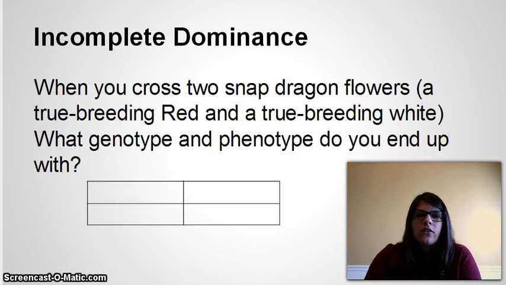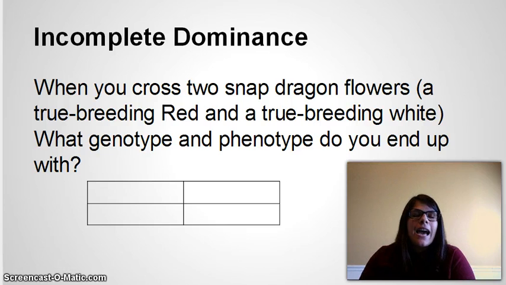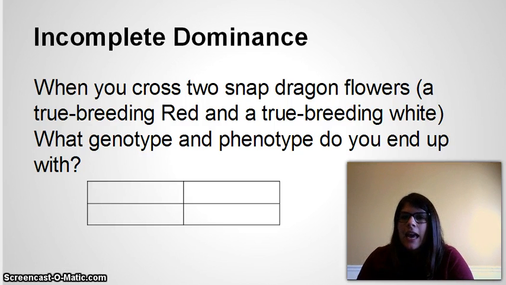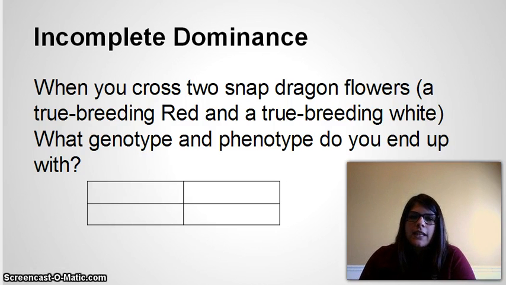Okay, let's go on to incomplete dominance. So I know you have an understanding of what dominant and recessive is. So we're going to fill out this chart on incomplete dominance. So when you cross two snapdragon flowers, a true breeding red and a true breeding white, what genotype and phenotype do you end up with?